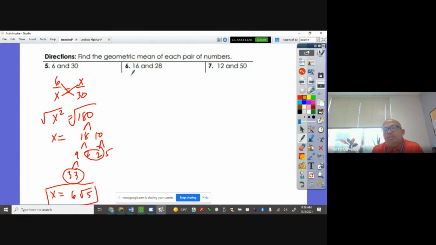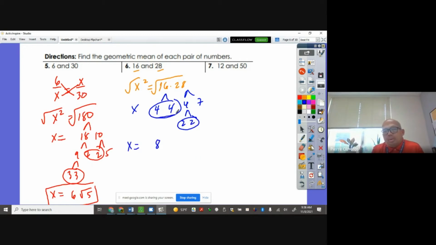If you have 16 and 28, you just basically multiply them, 16 times 28, right? And take the square root of that one, then you try to break it down. The square root of 16 is 4 and 4. Now you have a pair there. 28 can be broken into 4 and 7. 4 is 2 and 2, so you have a pair of 2 there. So therefore, x is equal to 8 because a pair of 4, a pair of 2 gives you an 8, and 7 has no partner, so square root of 7 is the answer. So 8 square root of 7.